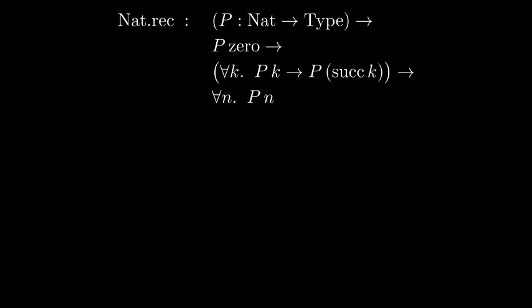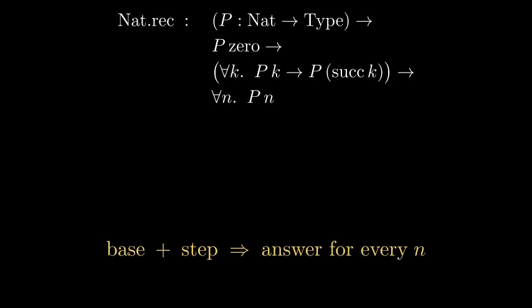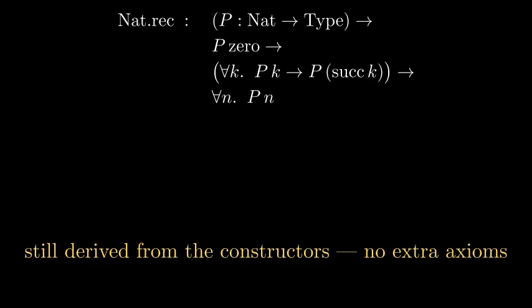The eliminator that captures this is called the recursor. Hand it the answer for 0 plus a rule that turns the answer for k into the answer for suc k, and it gives you back the answer for every n. And just like every eliminator before it, the recursor is derived from the shape of the constructors alone. The kernel needs nothing more.